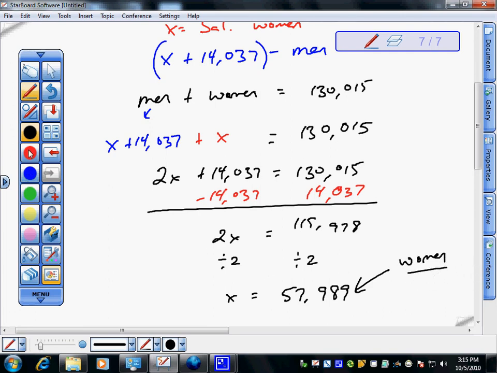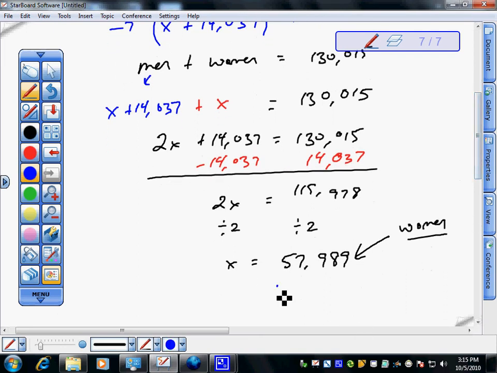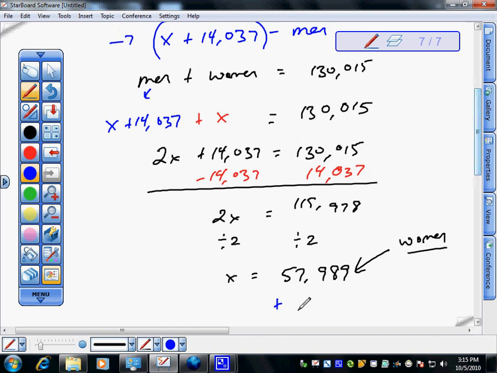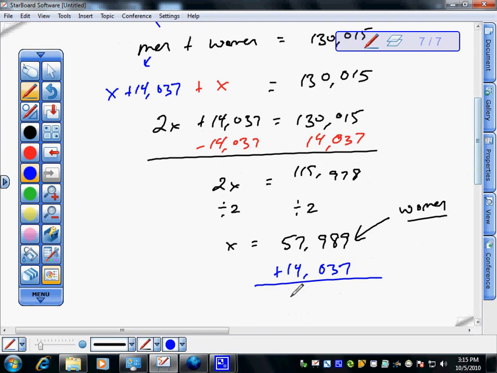Well, to find the men, we're then going to have to take and plug it back into our blue here and say, well, you know what we need to do to find the men? We need to add, what was our value there? Just scrolled past it, can't read it now. 14,037. If I add those two values together, then I should end up getting the men's. So that makes them, what, 72,026. So there's the men's salary.